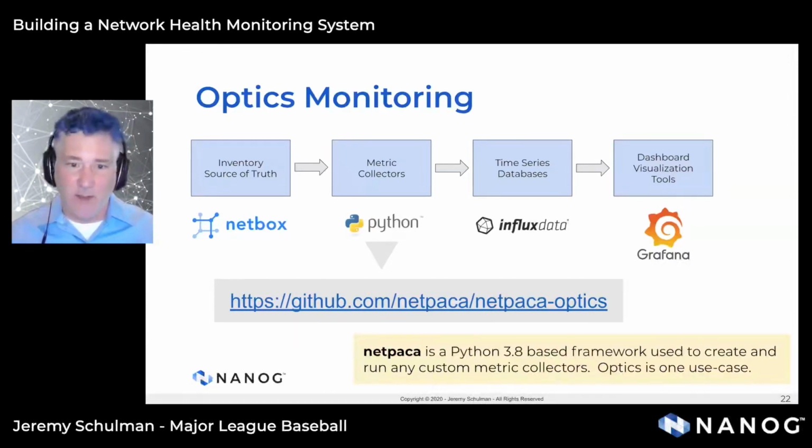So I ended up writing some code. It's out there in this repository, and I've broken out specific apps. There's an optics app for NetPaka, and there are a couple of other ones in this repository you can take a look at. I chose to use the Influx database for my time series data, and I chose to use Grafana for the visualization.